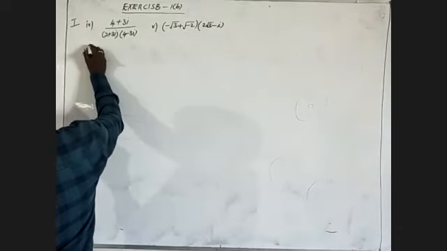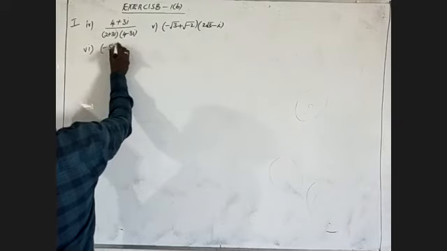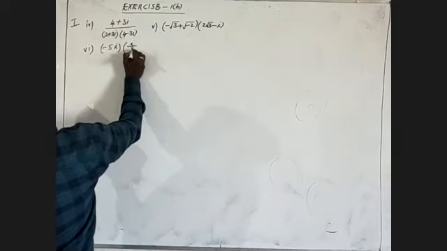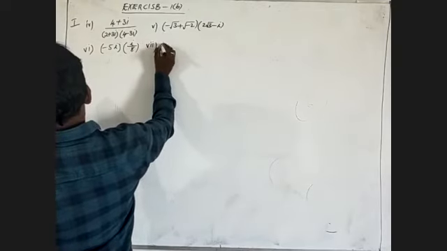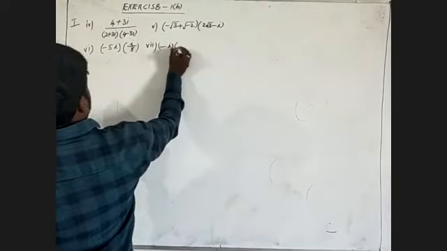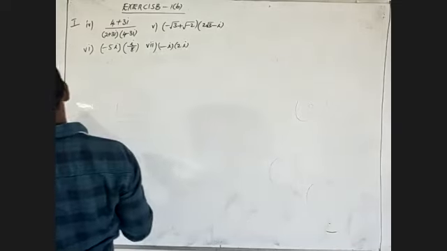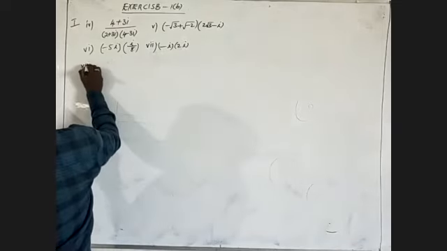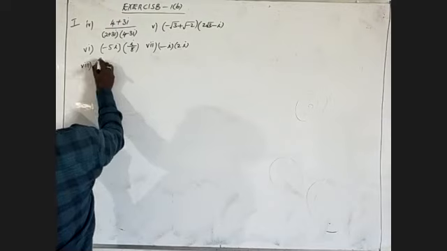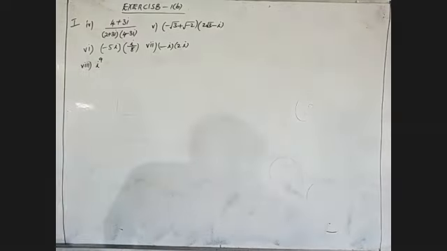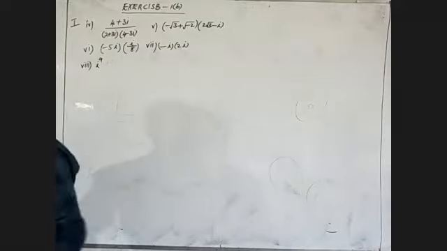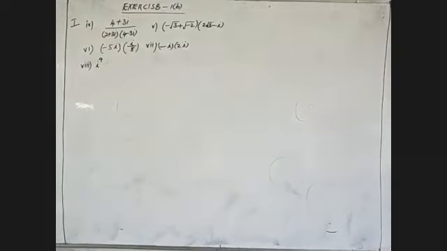This one is minus 5i into 8 by 8. This one is minus 5 into 2i. This one is 5 over 9. First 9 plus. Okay, remaining problems I will explain in this time.